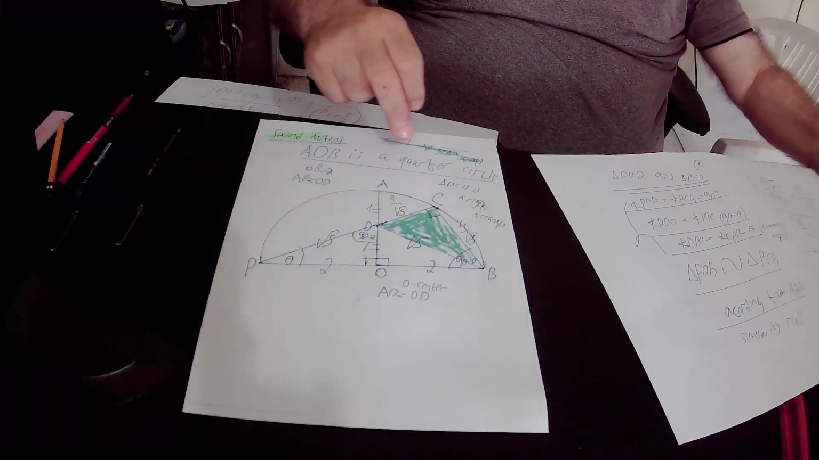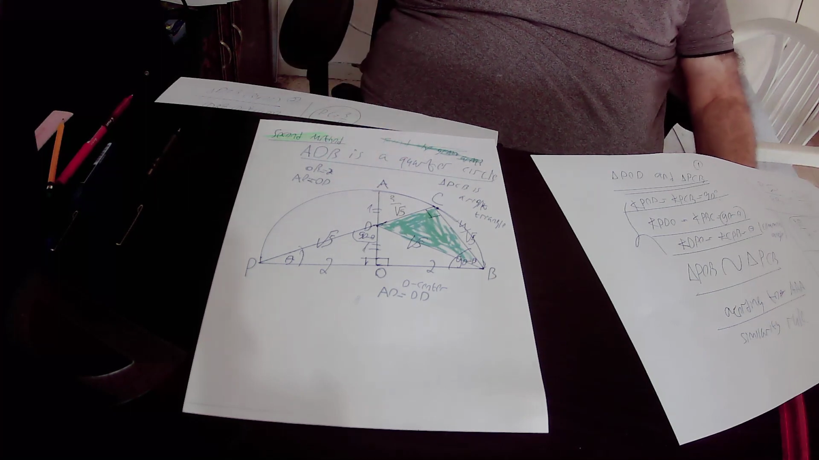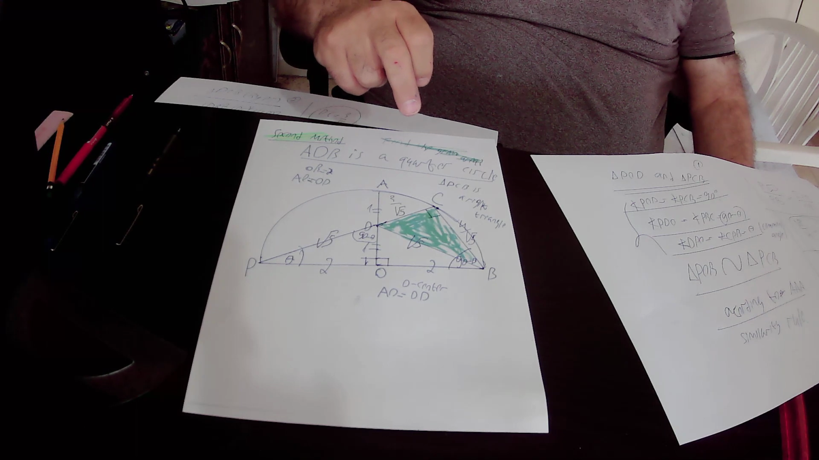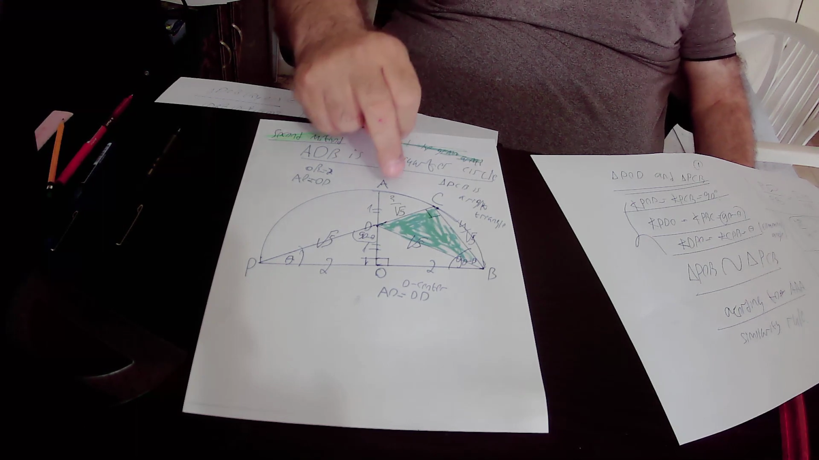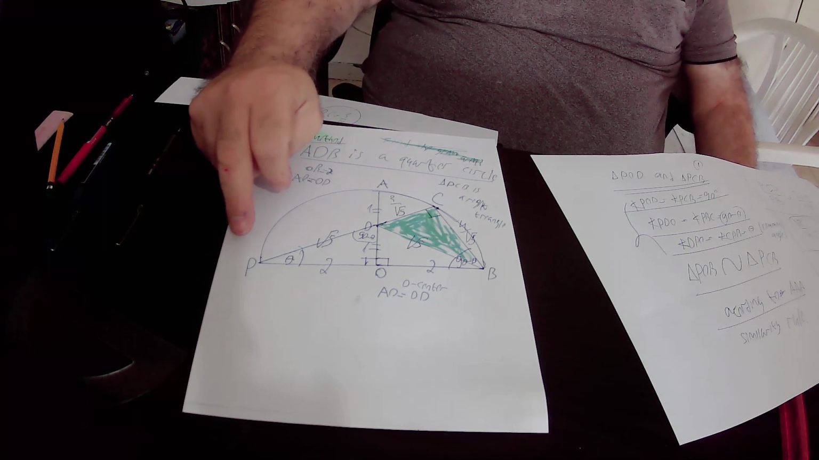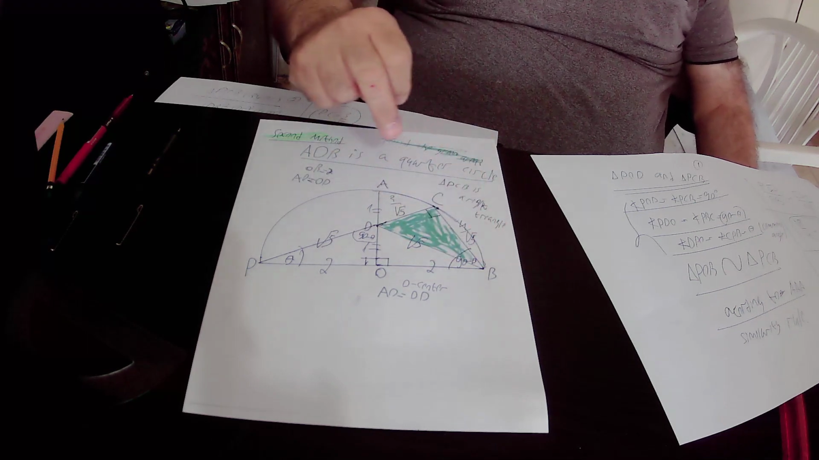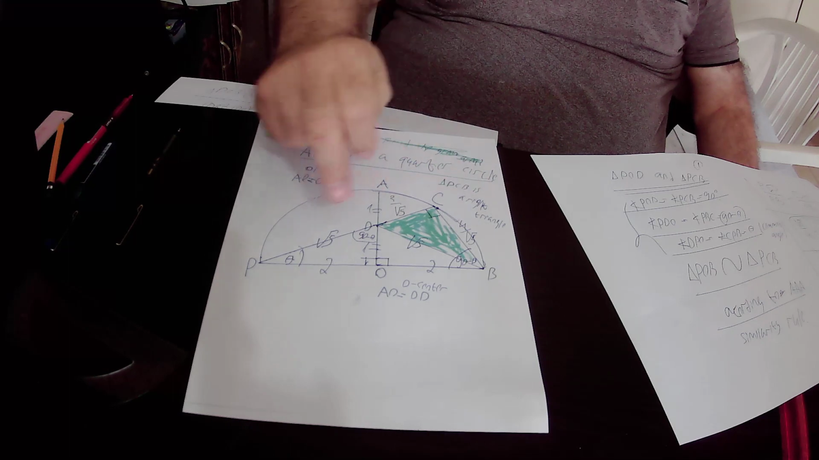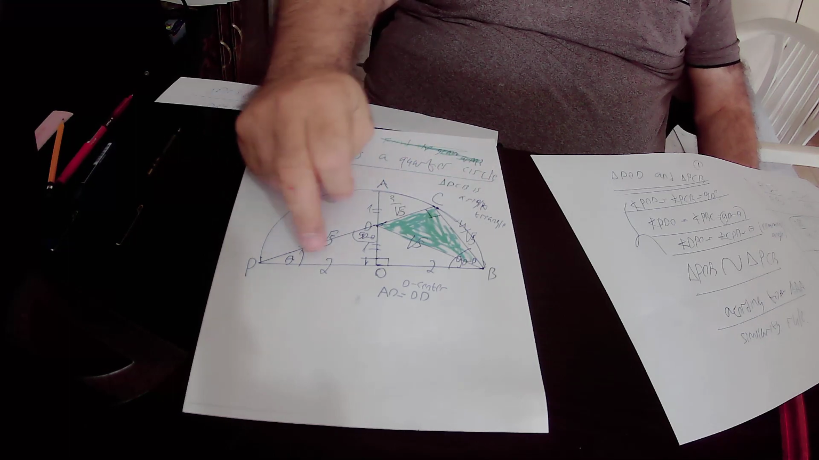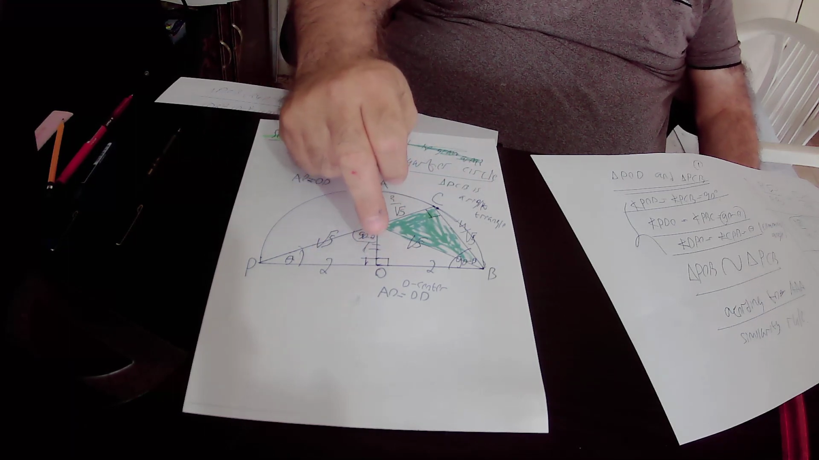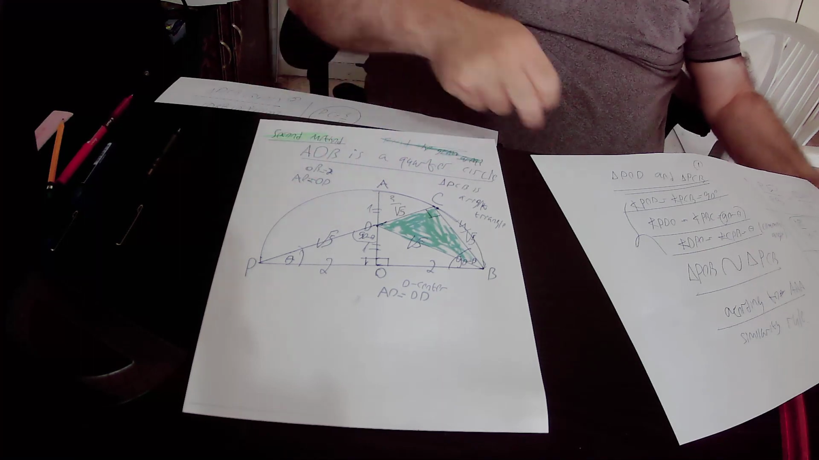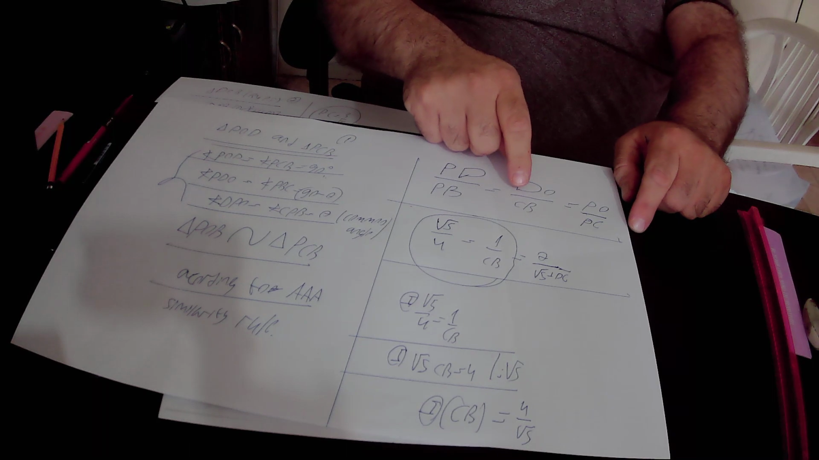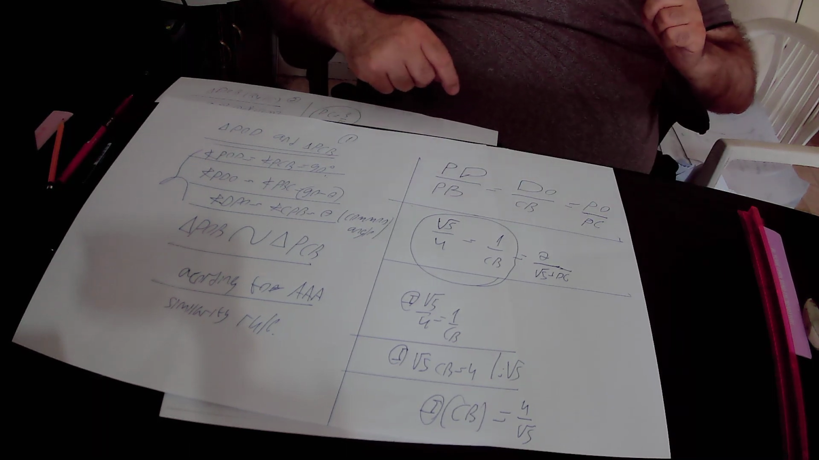And from the fact that those two right triangles are similar to each other, we conclude that the following relationship exists between their sides. We conclude that PD over PB equals DO over CB. It also equals PO over PC. Repeat again: PD over PB equals DO over CB equals PO over PC.